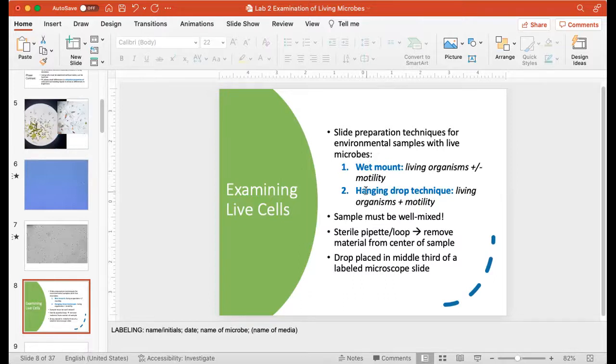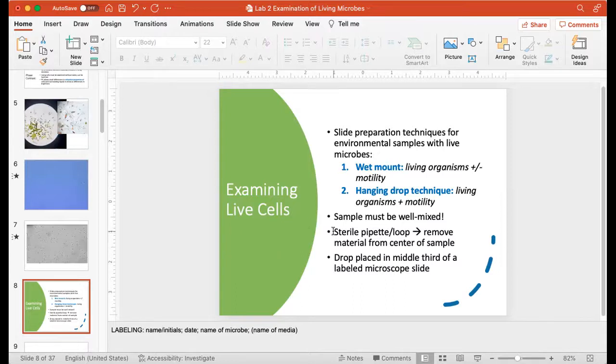Regardless of whether you're making a wet mount or a hanging drop, you've got to be sure that that sample of water is very well mixed. You can imagine, like I said earlier, a lot of these samples are very dilute. And what you wouldn't want to happen is have the cells settle out to the bottom of the test tube or whatever container the sample is in. You wouldn't want the cells to settle out to the bottom and you draw just plain water and put it on your slide. So we always make sure to mix up these water samples very thoroughly before we draw out a little bit and put it on a wet mount.